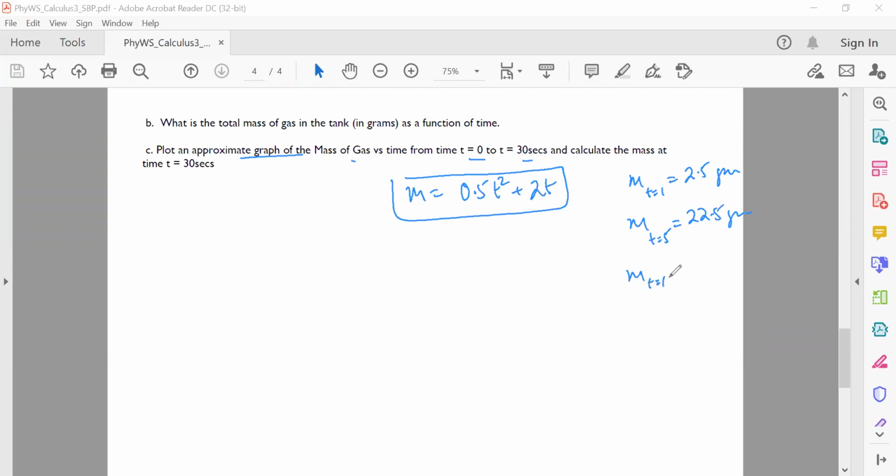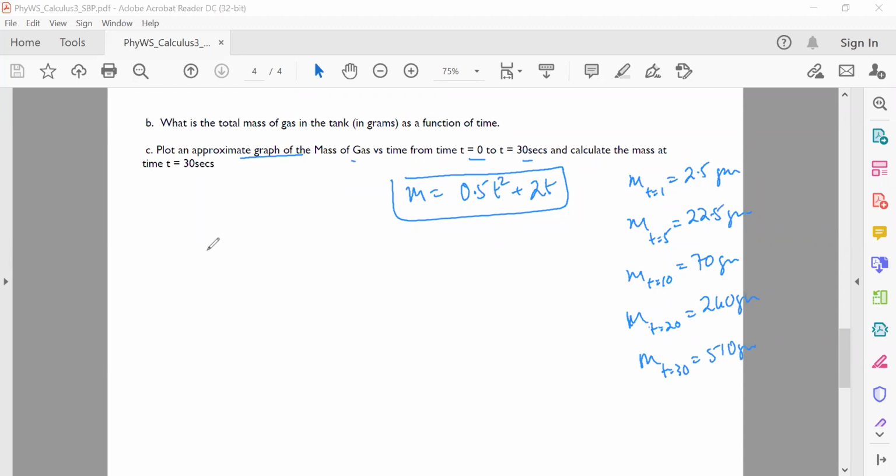At t equal to 10 seconds, for example, it will be 20 plus 50. So it will be 70 grams. At t equal to 20 seconds, for example, it will become 40 plus 200. So 240 grams. And at t equal to 30 seconds, you'll see it will be 60 plus 450. Okay, so that's 510 grams.